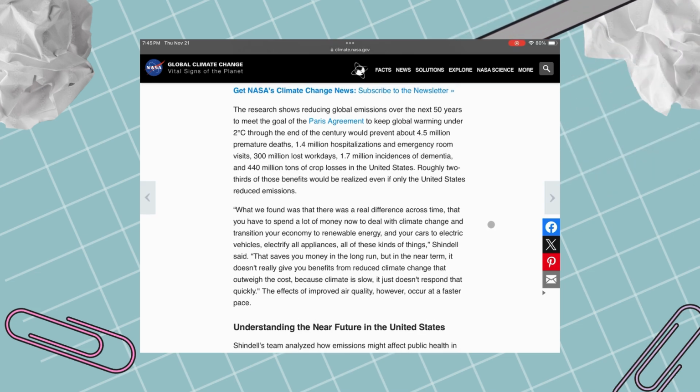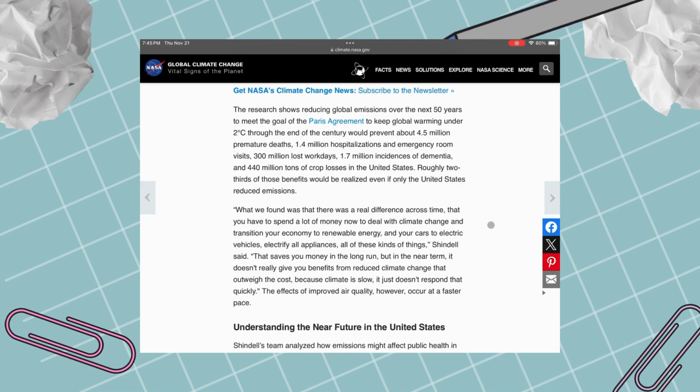Let's keep reading. What we found was that there was a real difference across time, that you have to spend a lot of money now to deal with climate change and transition your economy to renewable energy, and your cars to electric vehicles, electrify all appliances, all these kinds of things, Schindel said. That saves you money in the long run, but in the near term, it doesn't really give you benefits from reduced climate change that outweigh the cost, because climate is slow. It just doesn't respond that quickly. The effects of improved air quality, however, occur at a faster pace.